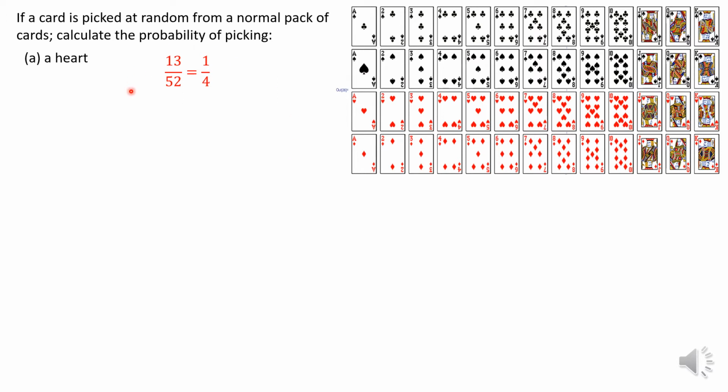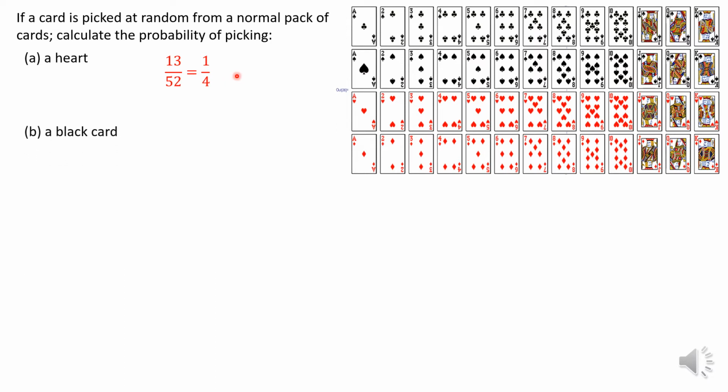Okay, so with probability, if you write 13 over 52, yes, you get the mark, but try to simplify them wherever it's possible. Okay, no need to change these things to percentages and decimals. All right, just proper fractions in their simplest form, it is better.